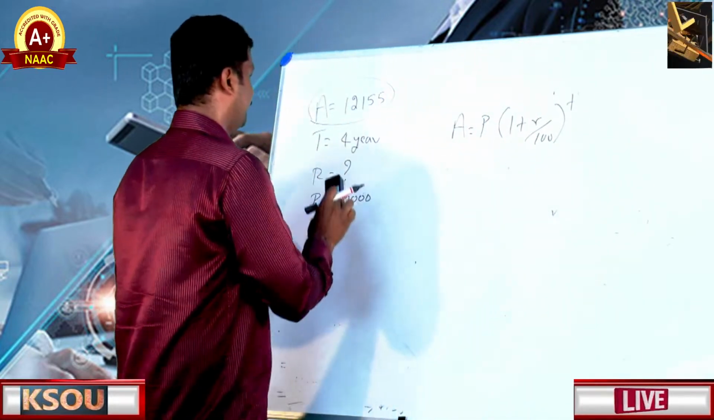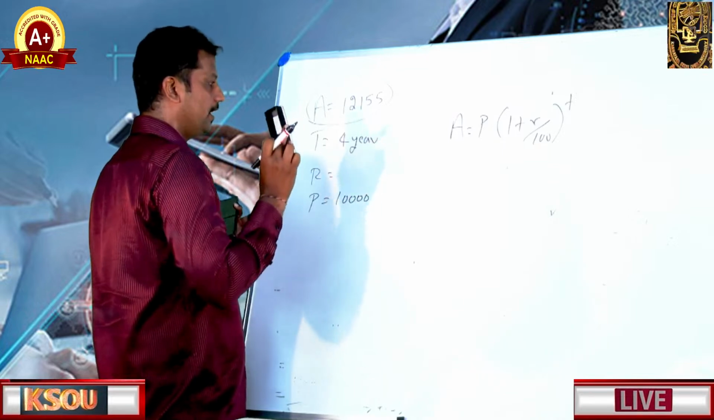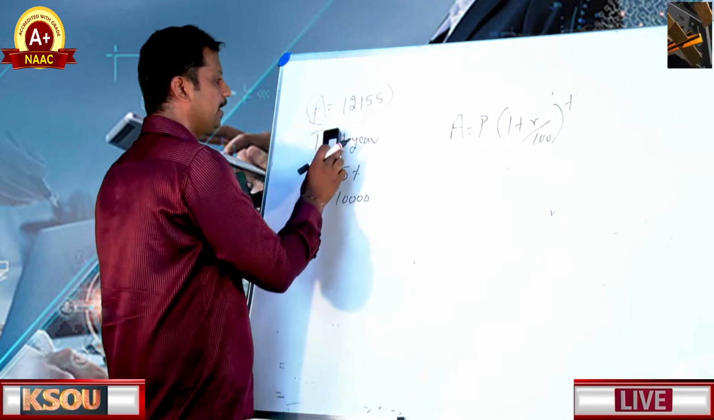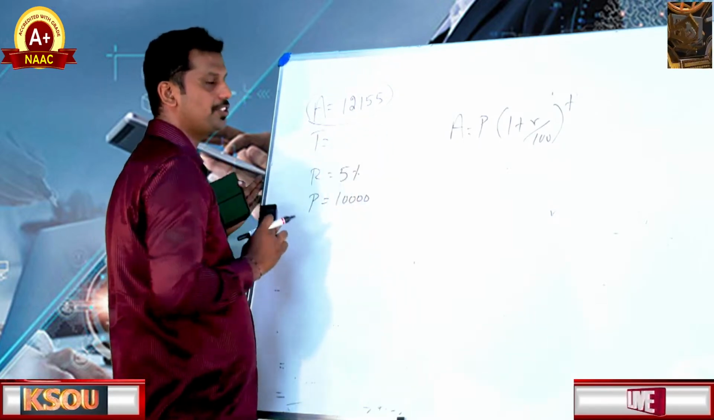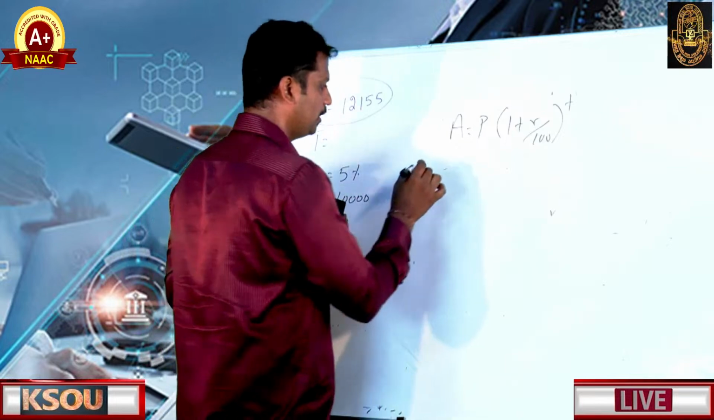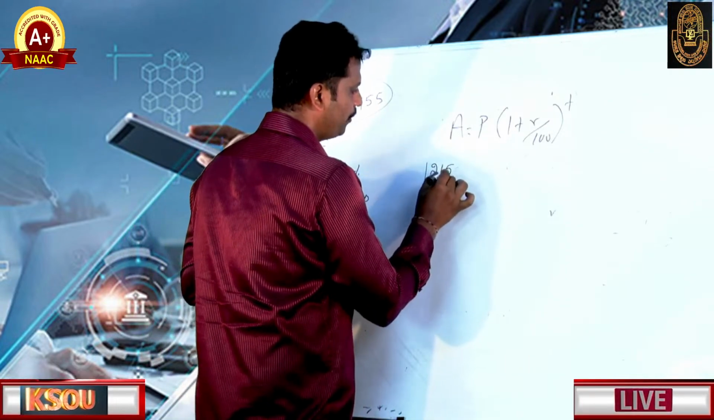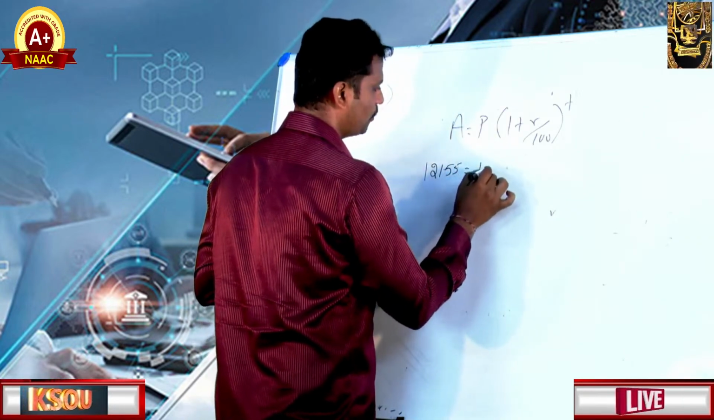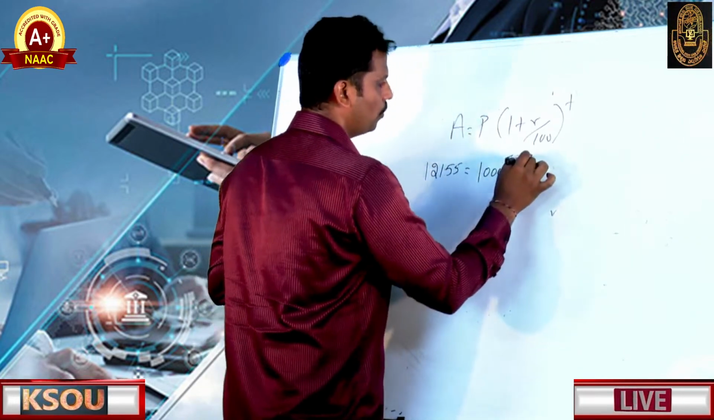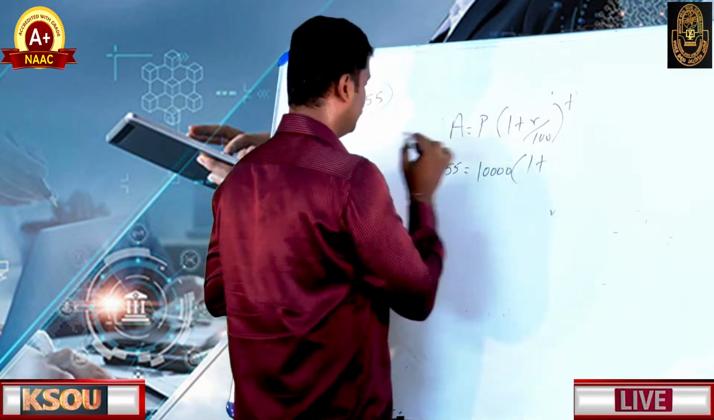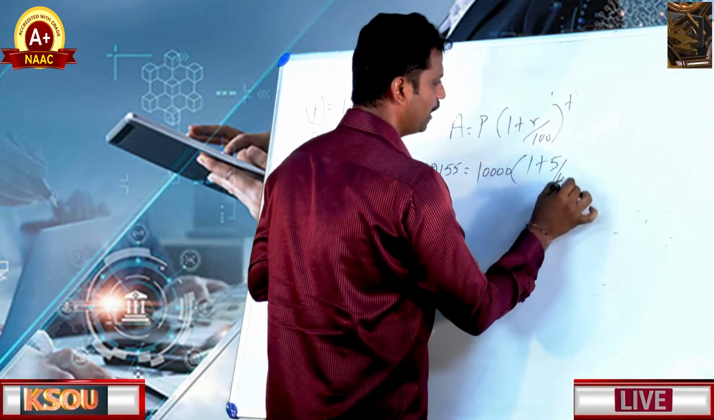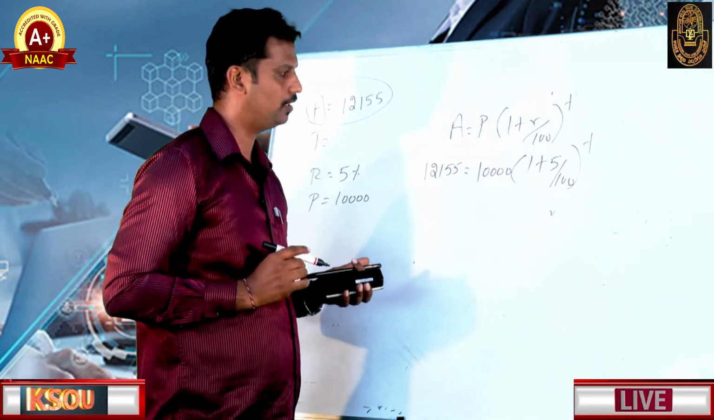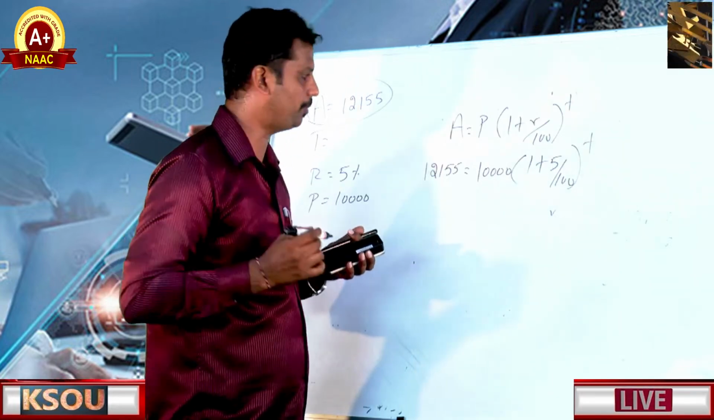The next case: they are given the rate of interest, but they are not given the time duration. How do you solve it? 12,155 equals the P value, which is 10,000, into 1 plus R. What is the R value? 5% divided by 100, to the power of the T value. We don't know the T value. Then you continue the simplification. Any doubts to continue the simplification? Very simple.